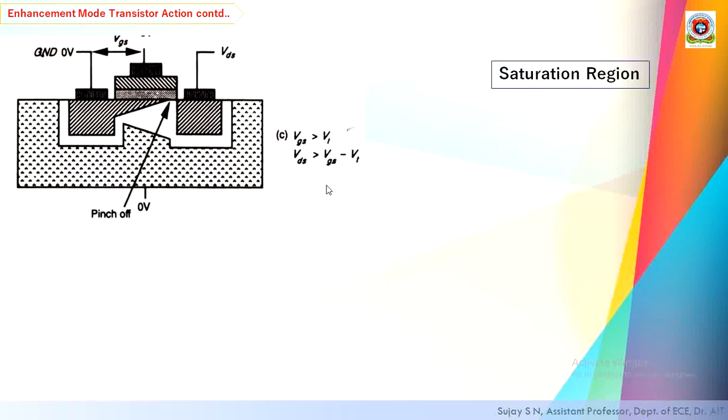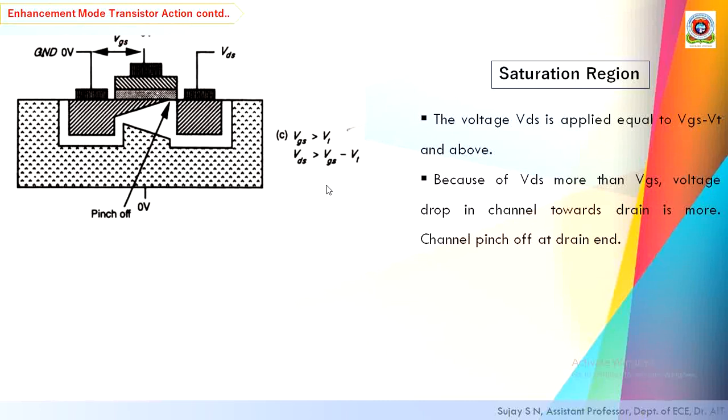And as I said, the next region is the saturation region, where VDS is further increased. It becomes equal to VGS minus VT. Once VGS minus VT is equal to the amount of voltage we are applying from VDS, in that case the channel becomes pinched off. Pinch off voltage is VDS saturation, we can say.